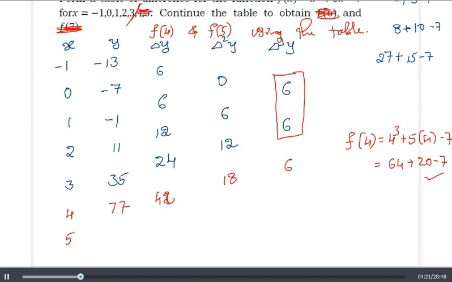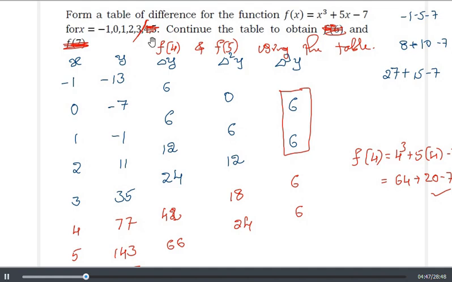So we will assume this is 6 and this is, so if it is 6, 18 plus 6, that you need to write here 24, and 24 plus 42 you need to write here, that is 66. All right, now you need to write 77 plus 66, that is 143. Okay, so this is how we can extrapolate. We can find the numbers which are after the given values. Like we can go for 4, 5, or not.